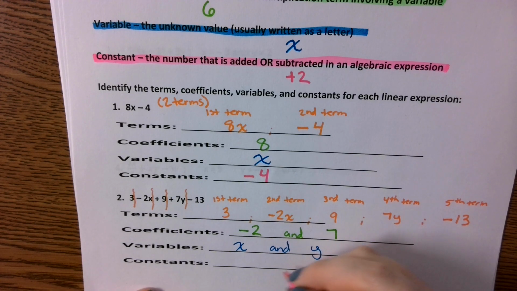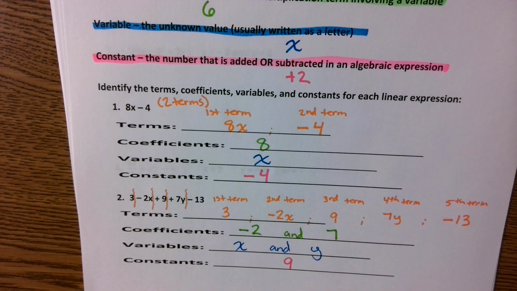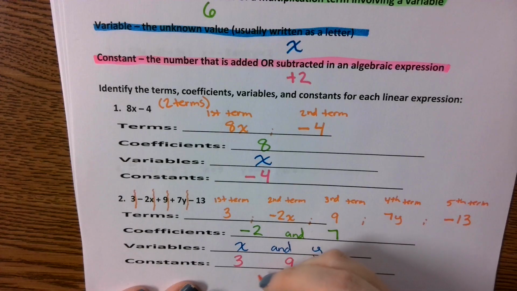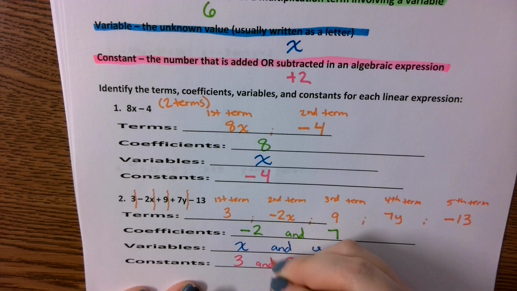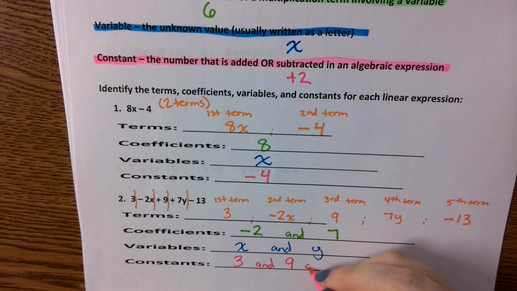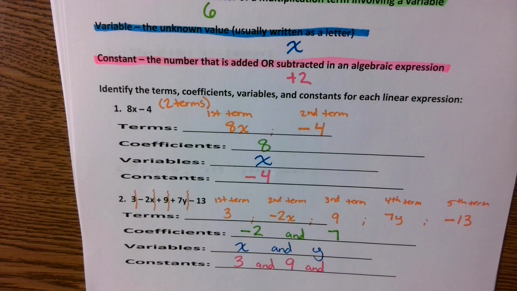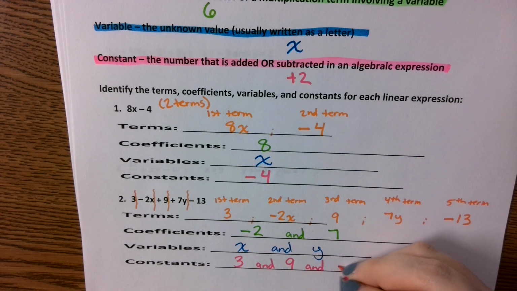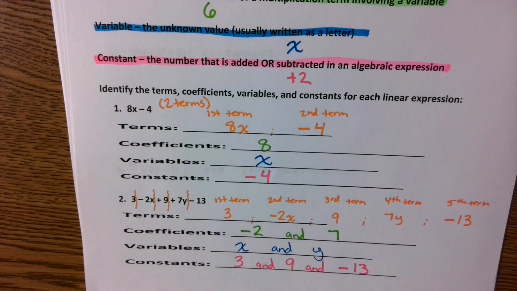Okay, 9. That's one of the constants. What's another constant? 3. Okay, 3 was our very first term, right? So we've got a 3 and a 9, and I think we've got one more. Negative 13, okay? So we've got those values as our constants.